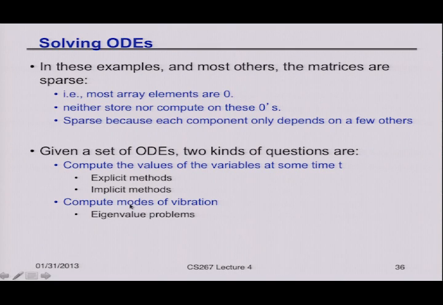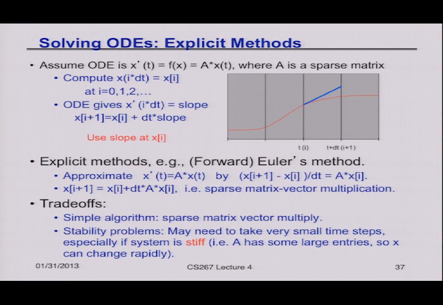And then finally, I'll just say a little bit about the modes of vibration problem, which are for eigenvalues. So let me do explicit methods first. Those are the easiest to parallelize, but they have some numerical drawbacks. So let me take the simplest possible ordinary differential equation, x prime of t equals f of x, and let me just suppose it's a sparse matrix A times x. It could be more complicated than that, but this captures all you need to know to talk about the parallelism.